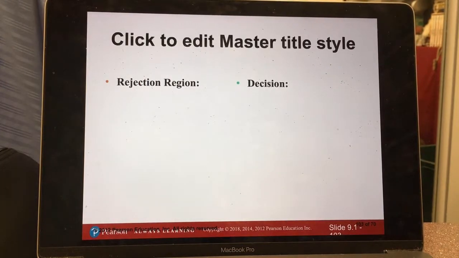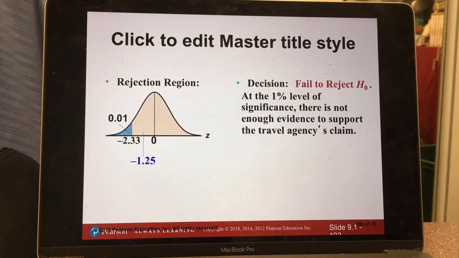All right, so I don't know why my screen says click to edit master title style. That's not supposed to even show up on a slideshow.